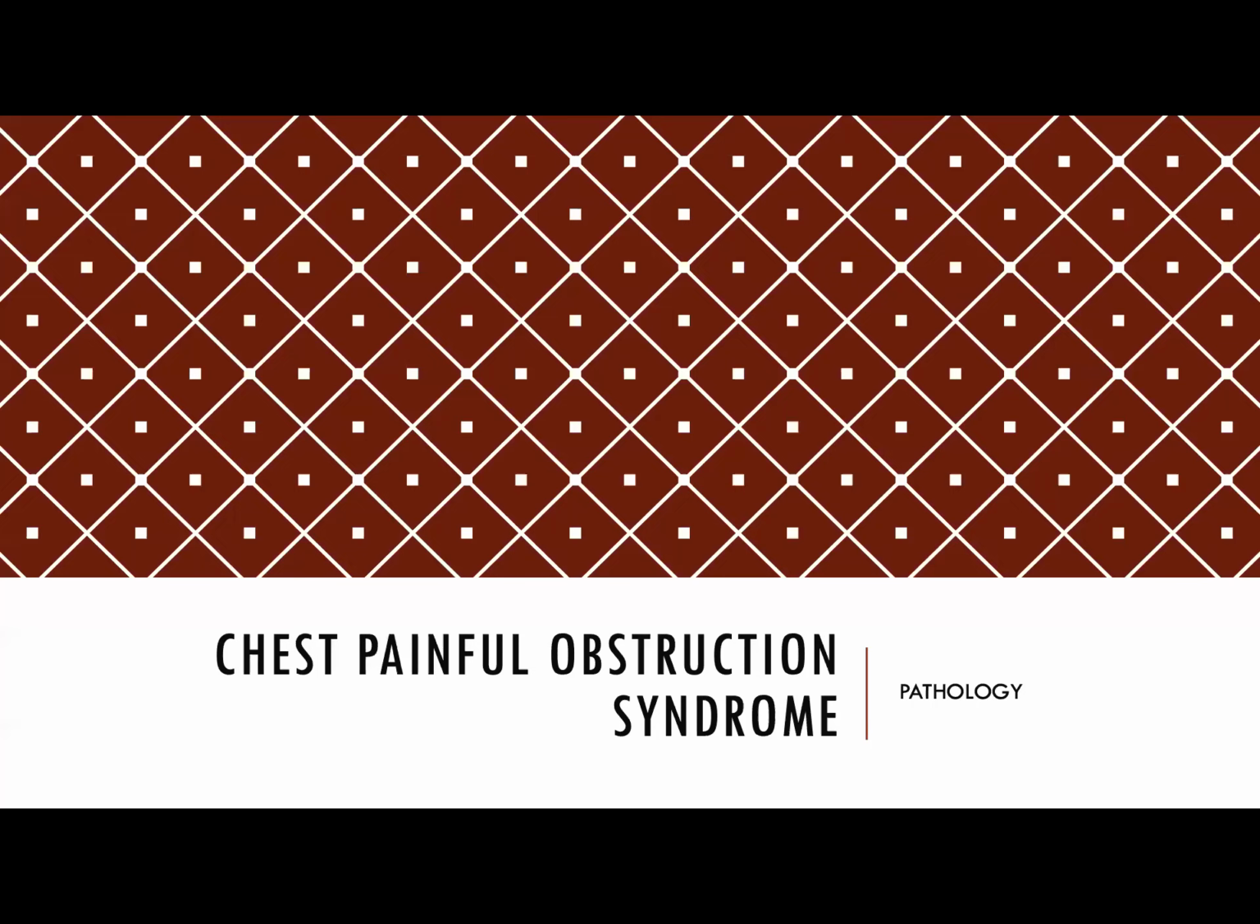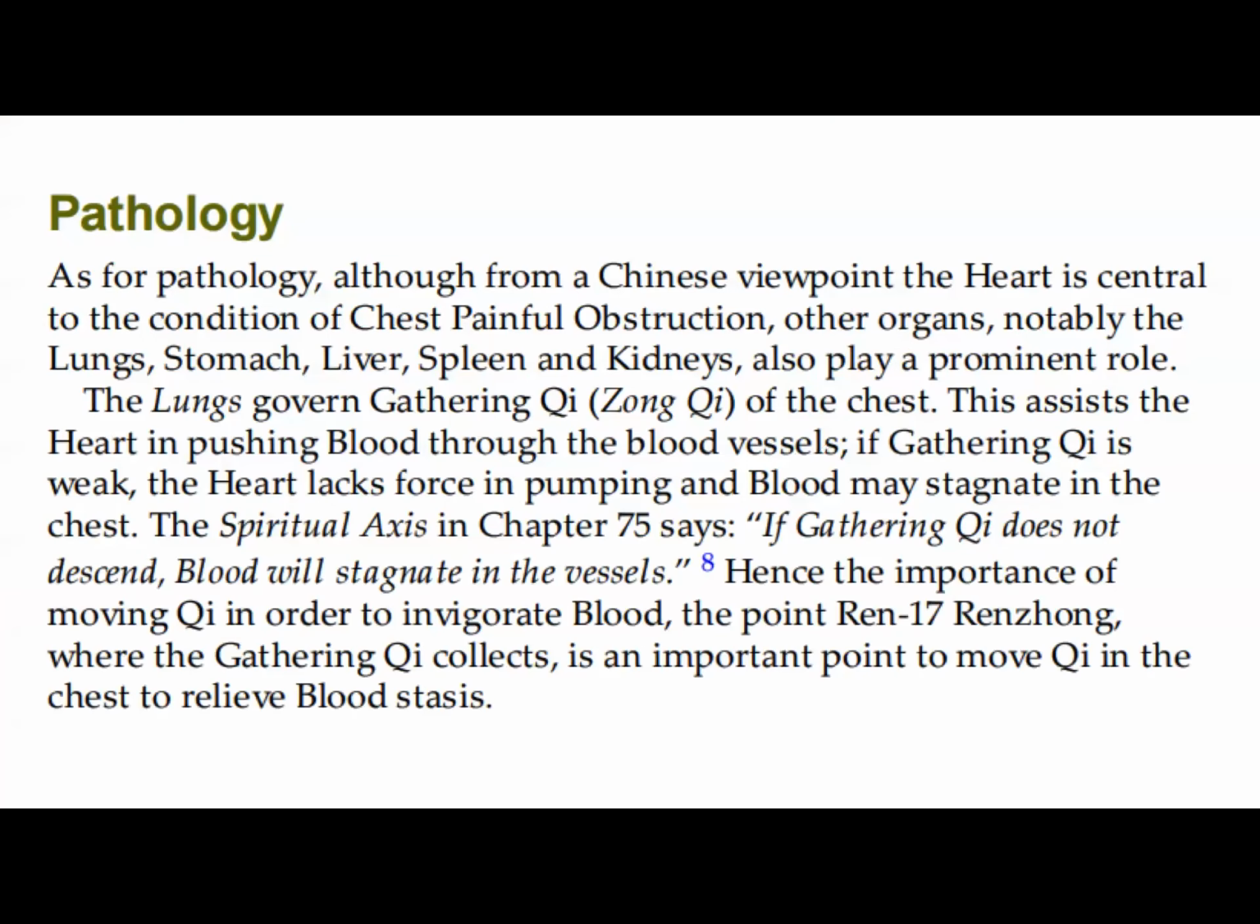We will continue with chest painful obstruction syndrome, and this time we talk about the pathology. From a Chinese viewpoint, the heart is central to the condition of chest painful obstruction, but there are other organs like the lungs, stomach, liver, spleen, and kidneys that play a prominent role.